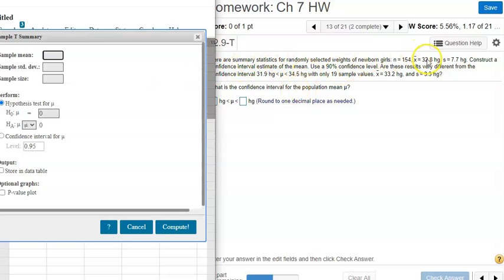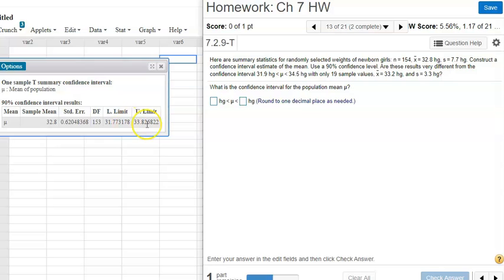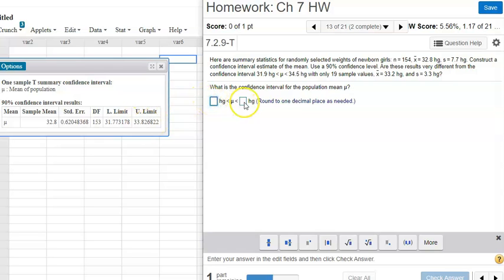So they ask for the sample mean, that's the x bar. The sample standard deviation is the s, and the sample size is the n. We're doing a confidence interval, and this one asks for 90%, so I'm going to change this to 0.90. And there's my confidence interval. I've got my lower limit and my upper limit, which are the answers that are going to go into those two boxes.